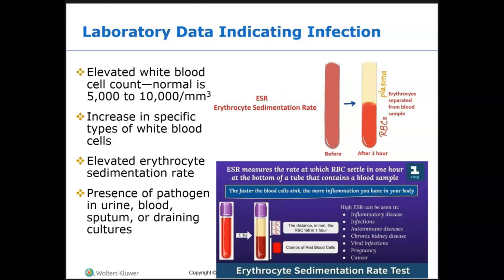Cultures are done on blood, urine, sputum, wounds, all of these things to determine what specific pathogen is infecting that area. That way, we can narrow down which antibiotics will work for those different types of pathogens, right? So that's why we do cultures.